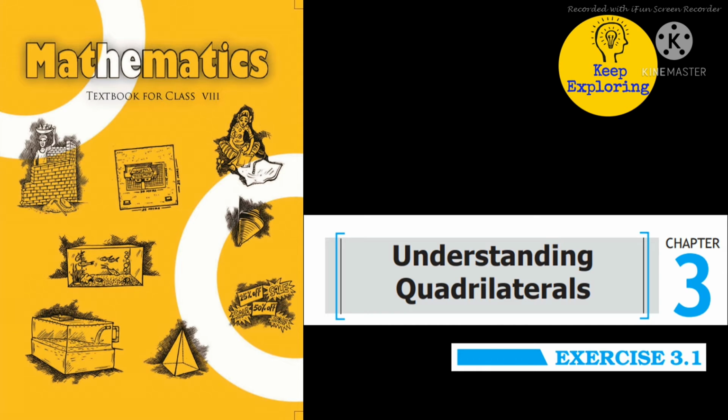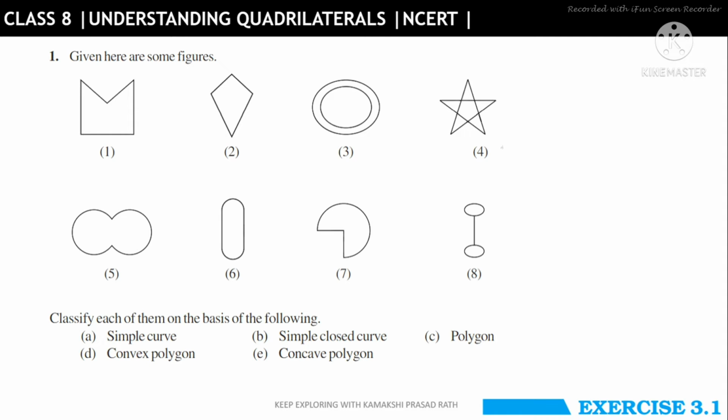In today's video, we are going to discuss exercise 3.1 from the chapter Understanding Quadrilaterals of Class 8 NCERT textbook. So let's start. Question 1 says, given here are some figures, you have to classify them on the basis of the following, that is simple curve, simple closed curve, polygon, a convex polygon and a concave polygon.